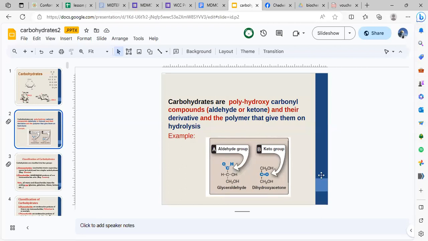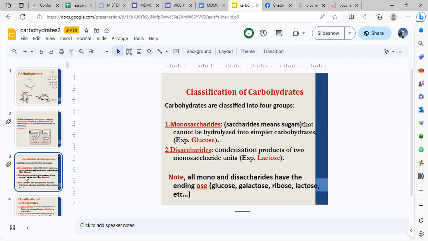So the simplest carbohydrates possible are glyceraldehyde and dihydroxyacetone. So these are the simplest monosaccharides possible. So we can classify carbohydrates according to the number of units in the polymer. So if it's just a single unit, if it's just a monomer, we call it a monosaccharide. So it cannot be hydrolyzed into simple sugar. So an example is glucose, which I have shown you earlier.